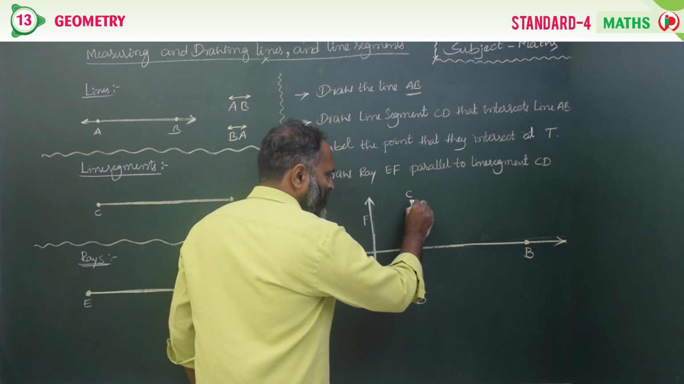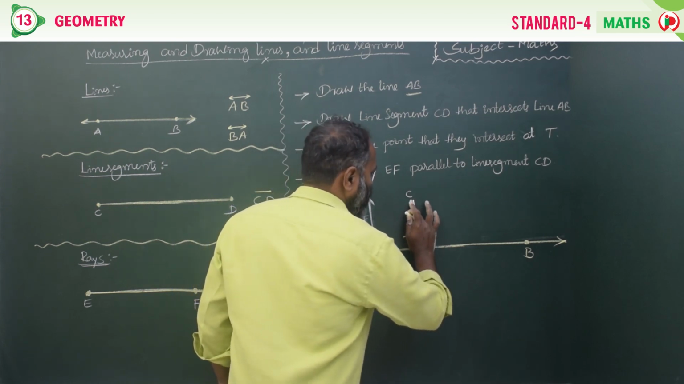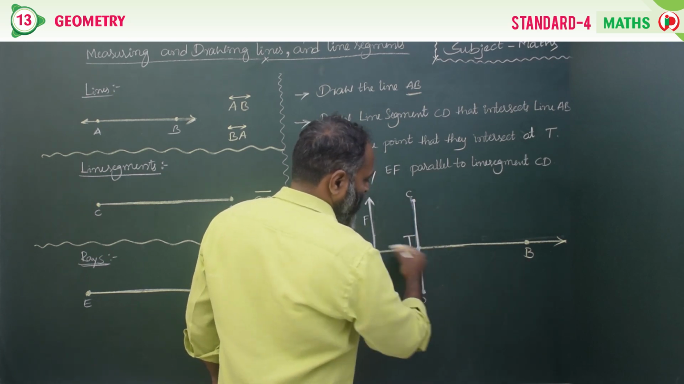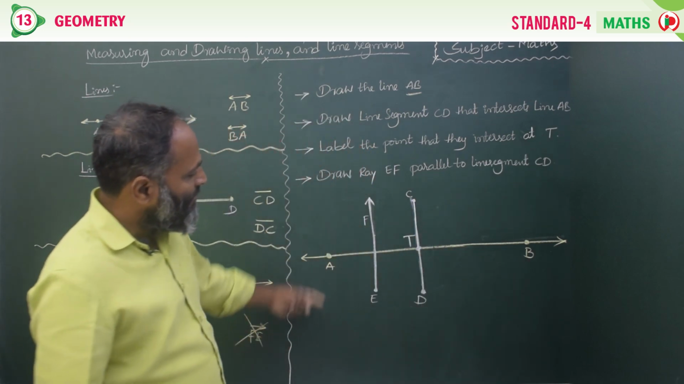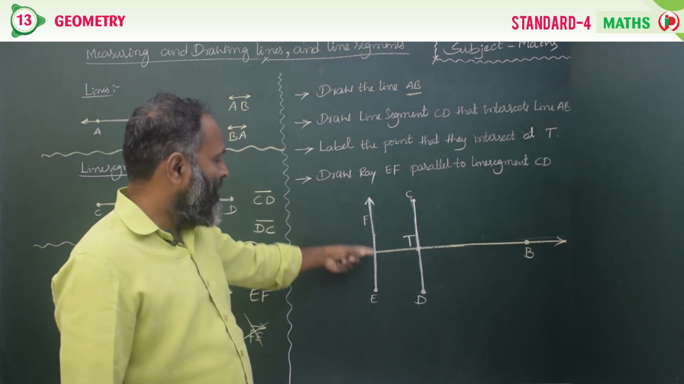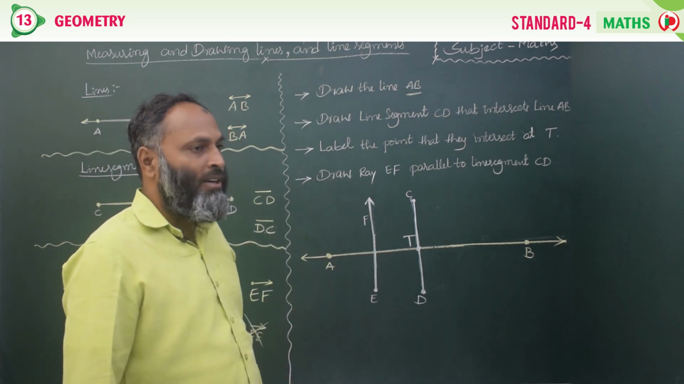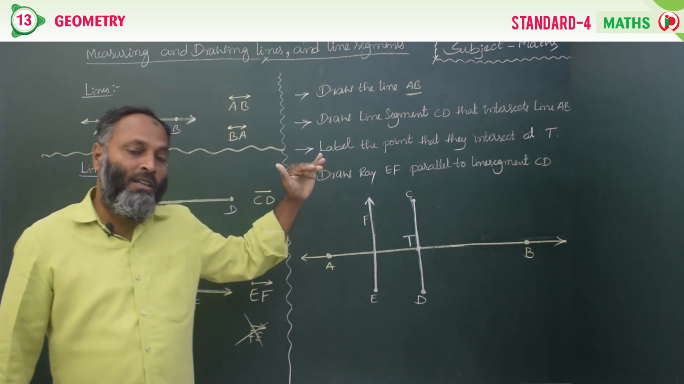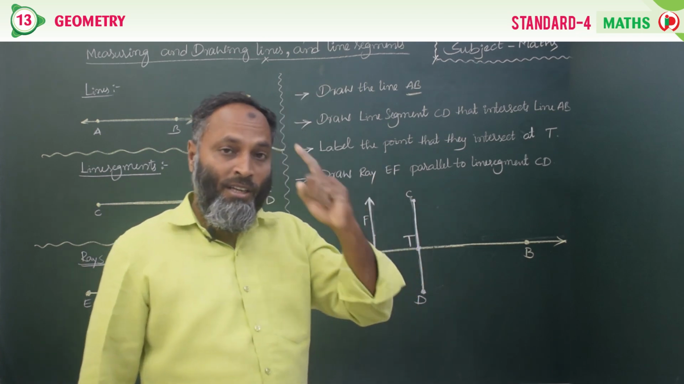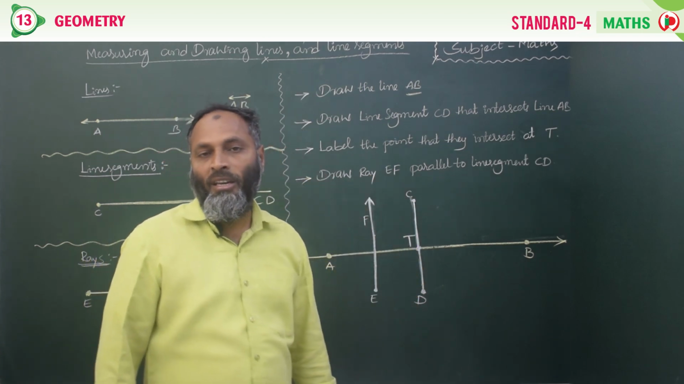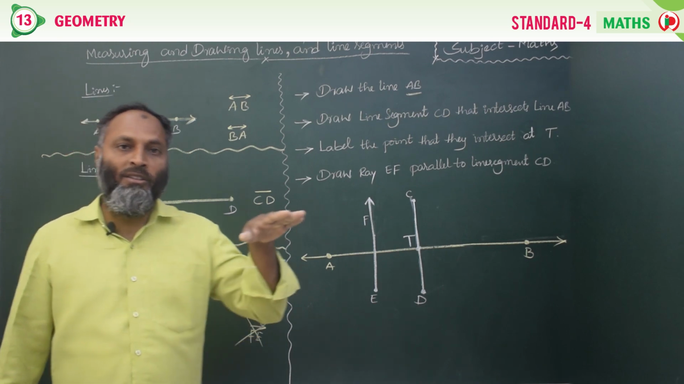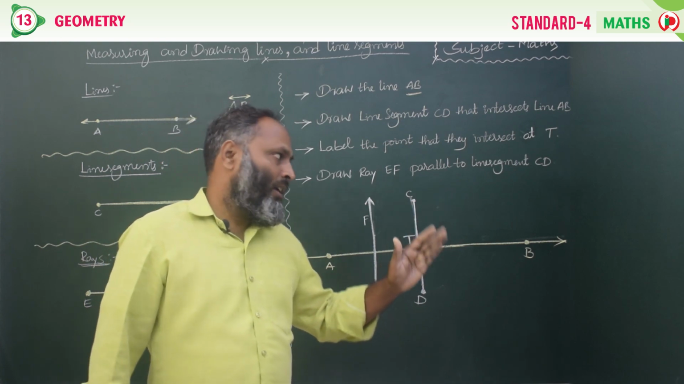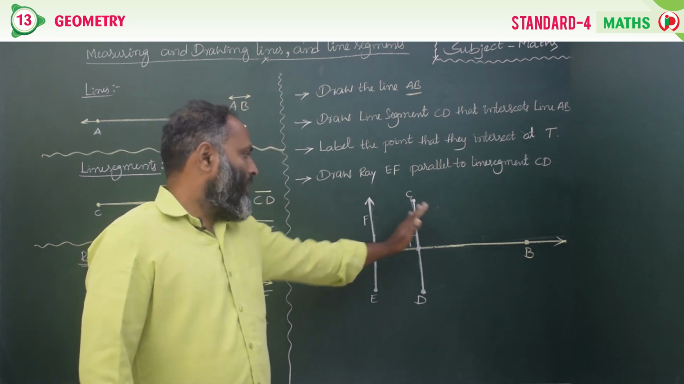So first we should draw the CD line, which intersects AB at a point T, and after that we should draw another ray which is parallel to CD. The ray name is EF. In this way, according to the data given, you should think and draw. You should draw the line, then the line segment, then the ray, and take the line segment and ray parallel.